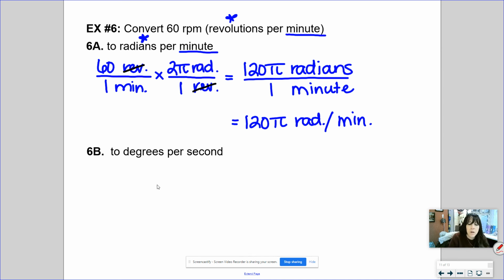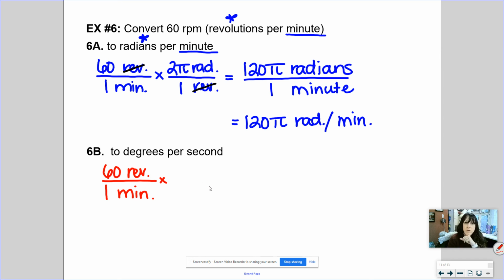Okay, let's try that again. So now we want to go from revolutions per minute to degrees per second. So 2 things have to change. Let's start with the original statement that this is 60 revolutions in 1 minute. Two things have to change. Revolutions has to change to degrees, and minutes has to change to seconds.